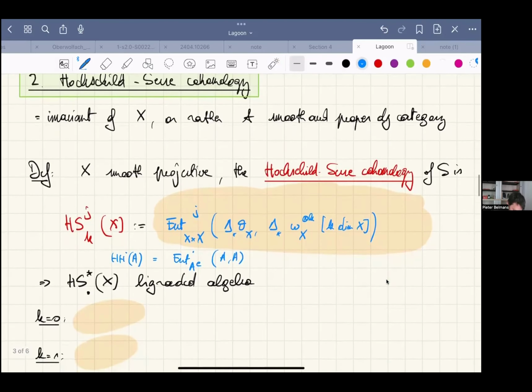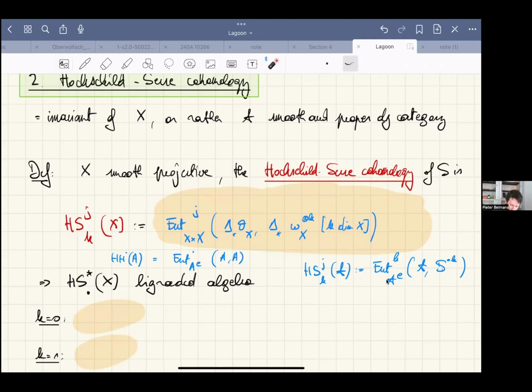So let me maybe define this here. The Hochschild-Serre cohomology of a smooth and proper DG category. This is going to be extensions as a bimodule of my DG category. And then here I take A, and then here I take the Serre functor composed k times with itself.